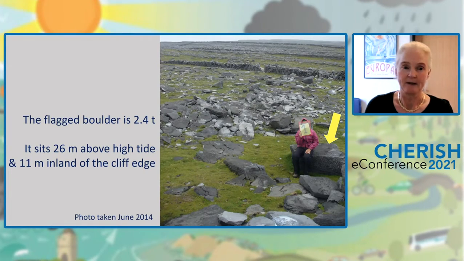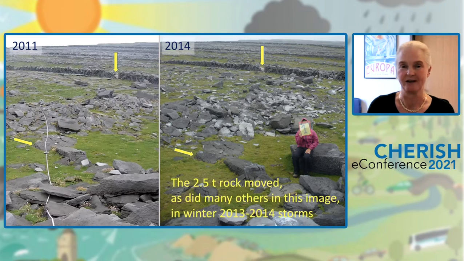That boulder weighs about 2.5 tons. It sits 26 meters above the high tide, and it is currently about 11 meters inland of the nearest cliff edge. And we took this picture in June of 2014. If we juxtapose it with an image that was taken of the same field of view a few years earlier, and here I've put in some yellow arrows to show points of identity to help you orient yourself in the image pair. And you can see that there are a number of differences between the two images.